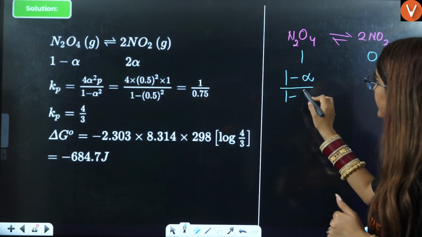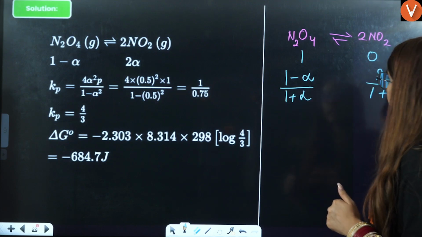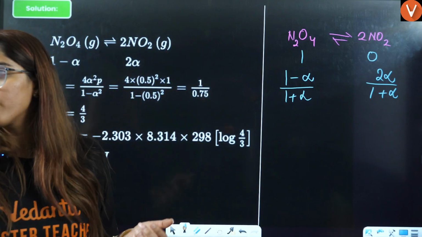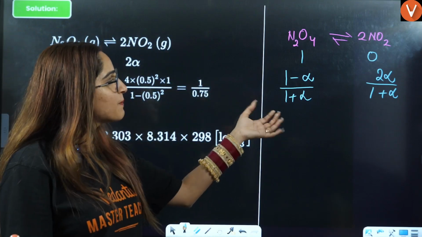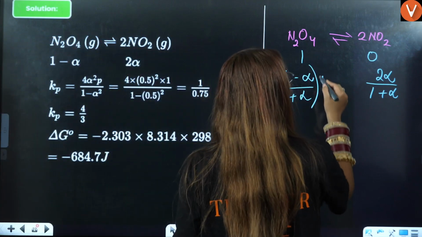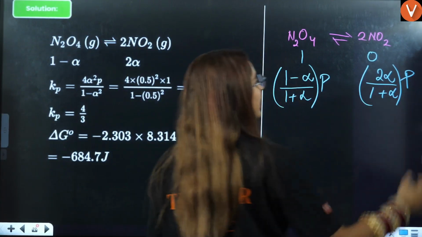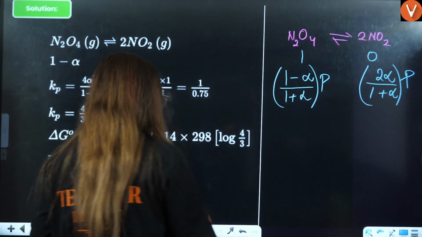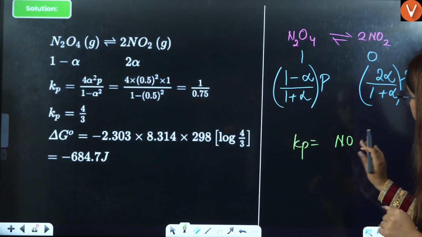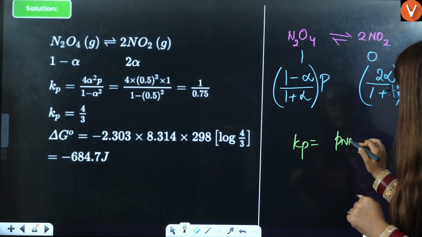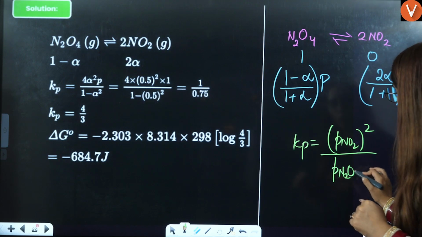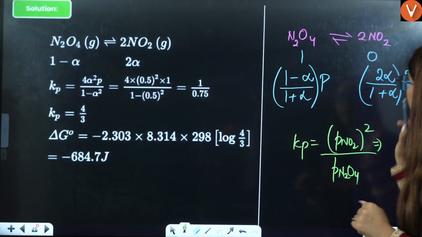So you have to divide it by total number of moles, right? When you divide this by total number of moles, you will simply get the mole fractions. So you multiply it by the pressure of the vessel, you will get the partial pressure. Now, what is the value of Kp? Kp is equals to the pressure of NO2 raised to power 2 divided by the pressure of N2O4, right? So here you just have to put the values.